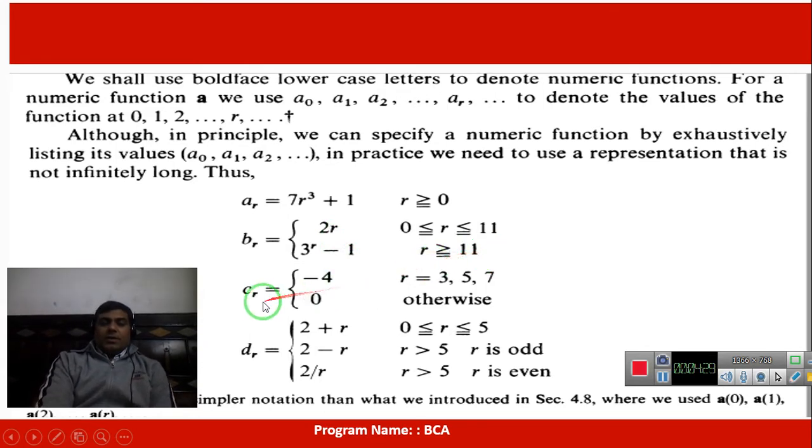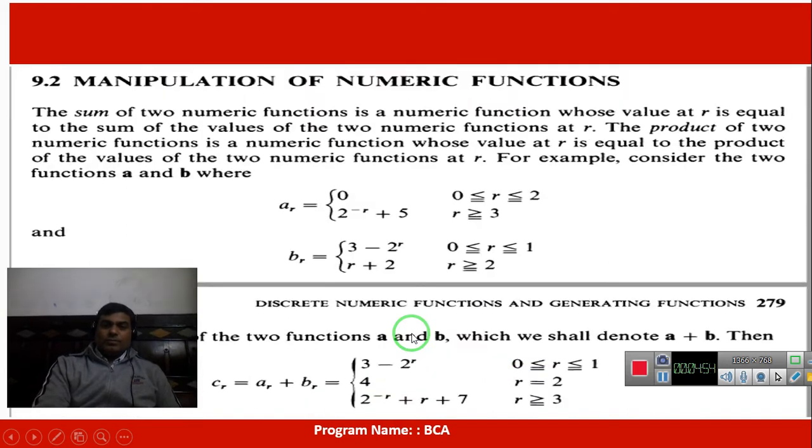Okay. If we have the function CR, for R equal to 3, 5, 7, then the result will be minus 4, otherwise 0. For the DR, if R lies between 0 and 5, it should work 2 plus R. If R greater than 0 and R is an odd number, 2 minus R. If R is greater than 5 and R is an even number, 2 divided by R. So these are the general notations.